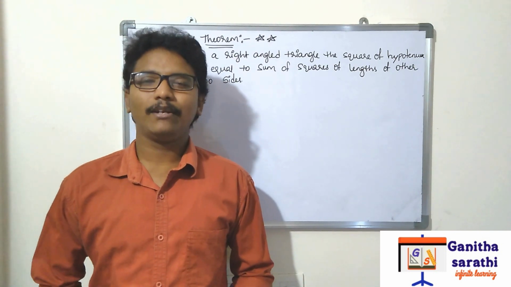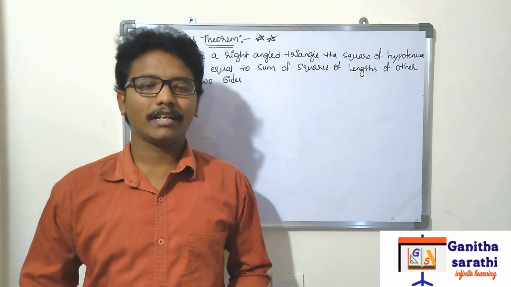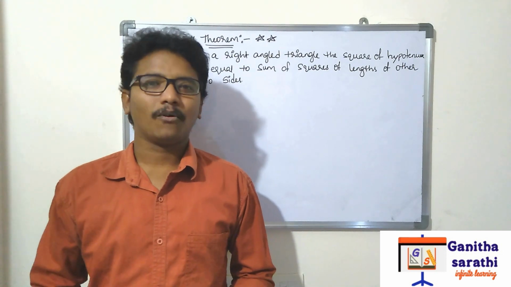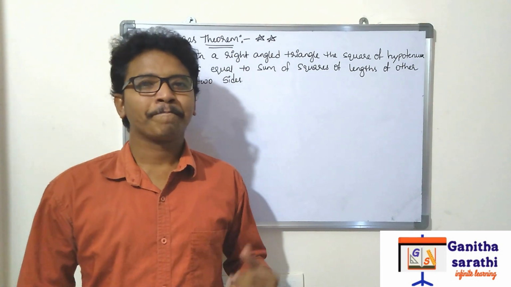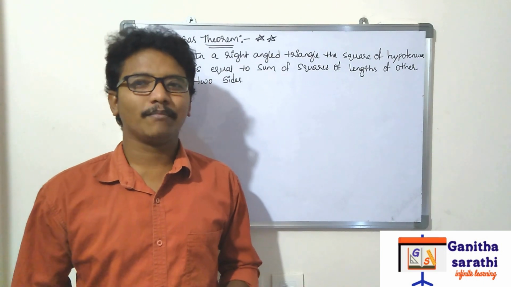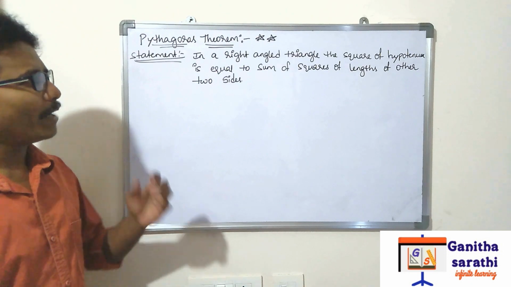In our previous video, we discussed ratio of similar triangles problems, right? Ratio of areas of two similar triangle model problems. Now today I am discussing the Pythagoras theorem, which is most important in the similar triangles chapter. Now see, we all know the Pythagoras theorem, right?